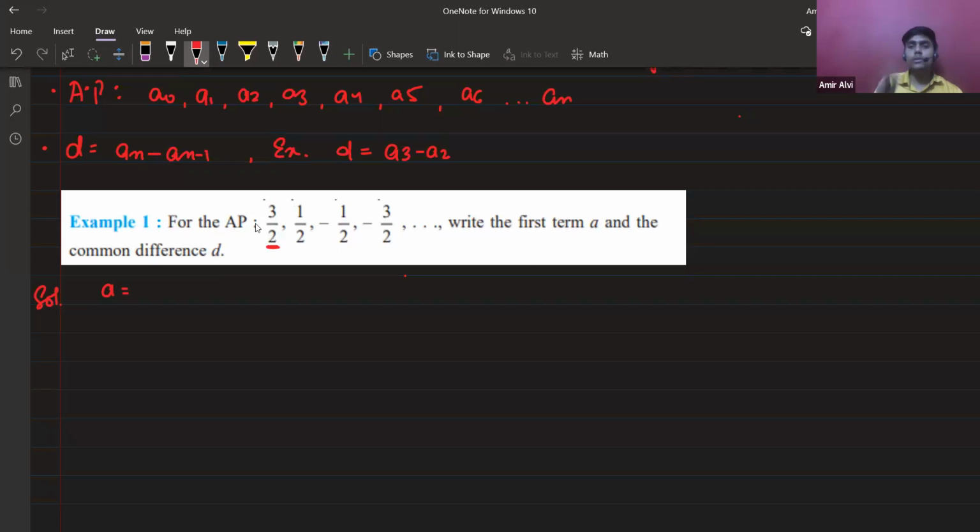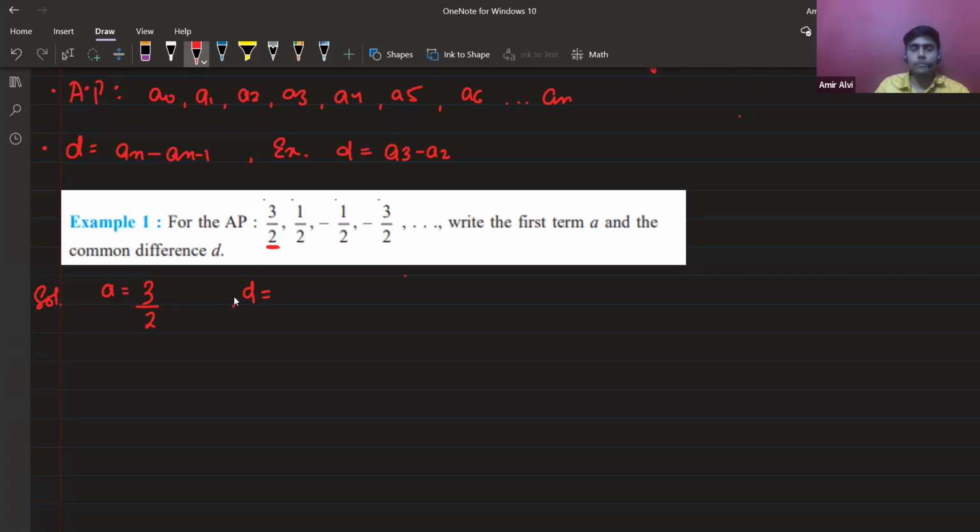I've told you that whatever is the first element of the AP is said to be the first term. You can write A1, A0, or even A. You can denote it. So it is 3/2. Now tell me how to get D.